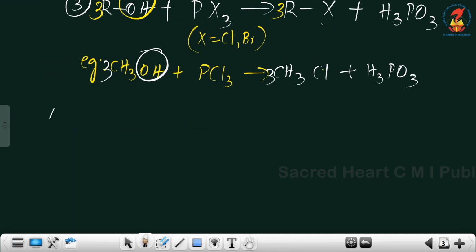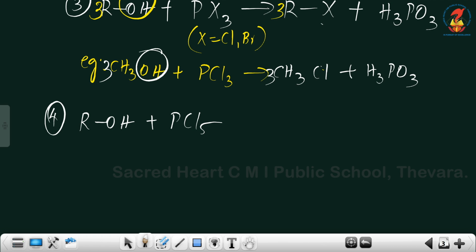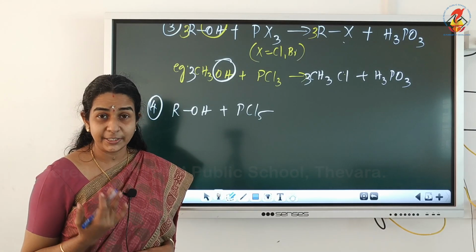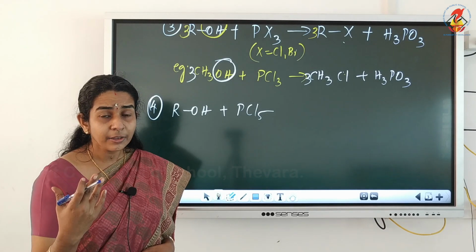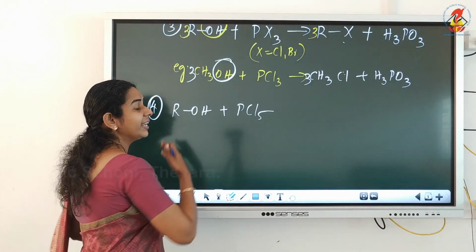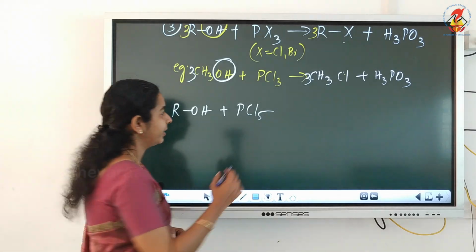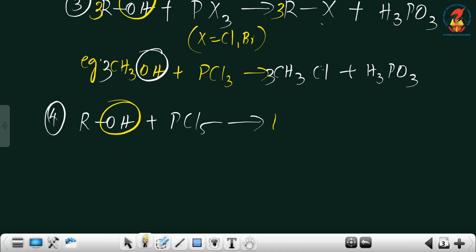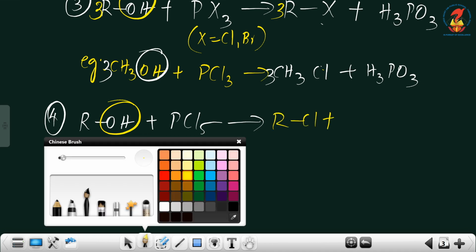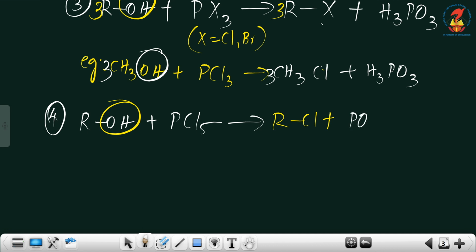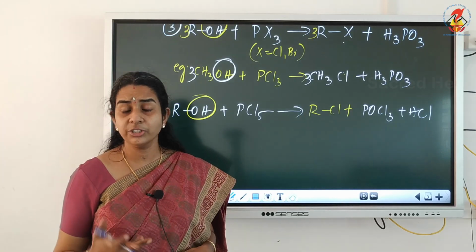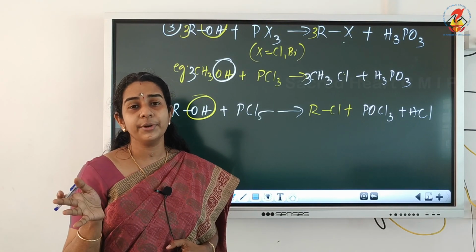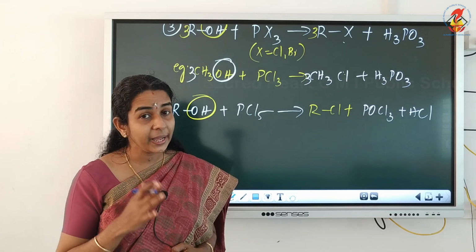Now the fourth reagent is alcohols on reaction with PCl5. Here also the reagent is specific. We cannot use any phosphorus pentahalide, only phosphorus pentachloride. What happens here? OH will be replaced by chlorine. So we get RCl plus byproducts POCl3 and HCl. For organic reactions, there is no need to balance. There are certain reactions, especially the named reactions, that we have to balance and study.